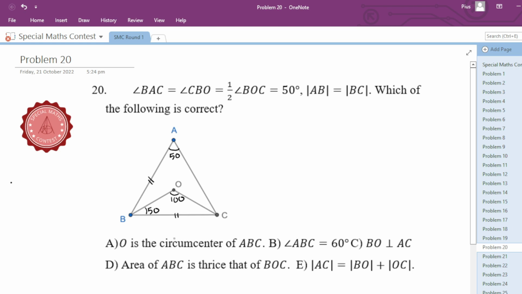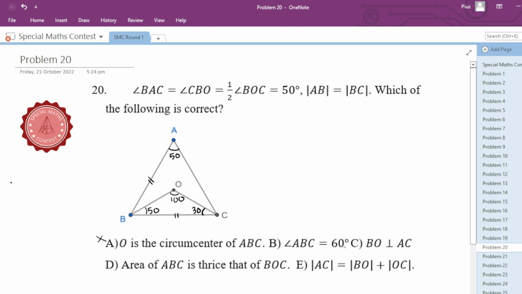Alright, for the first option, let's see if O is the circumcenter of ABC. For that to happen, BO should be equal to OC as radius, and the angle at the center O should be twice the angle at A. So that part is correct. Now, to check whether BOC is isosceles, we fill out the remaining angle. The sum of angles in the triangle gives 30, so we see that this is not isosceles. So this is not possible.